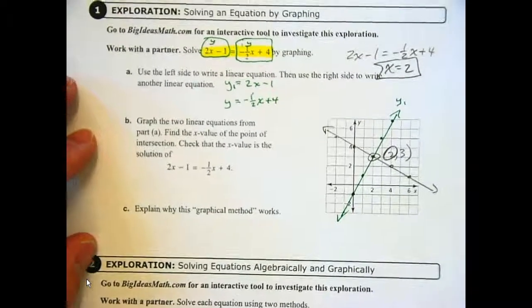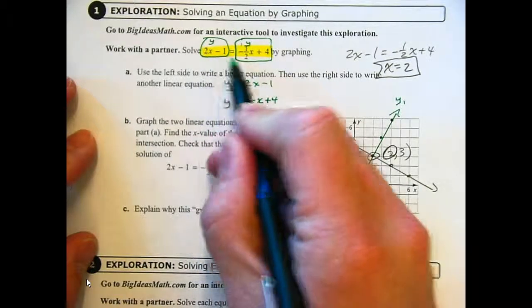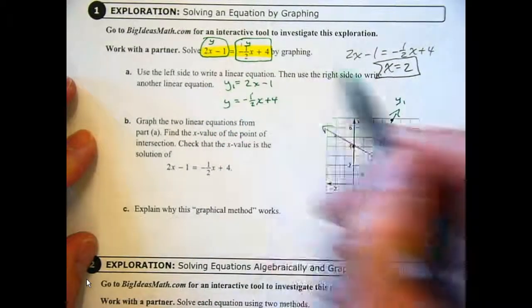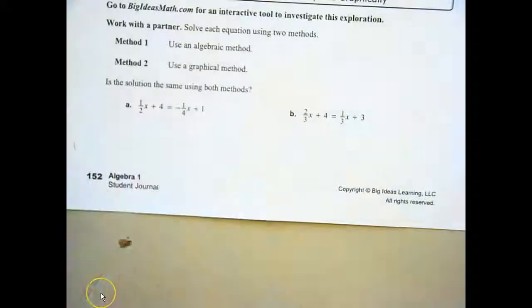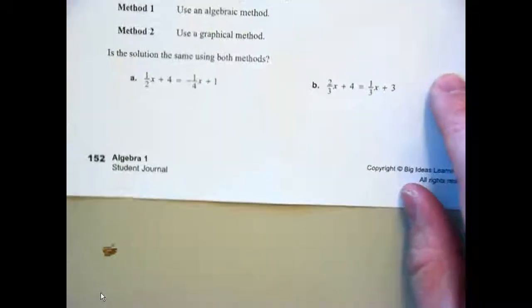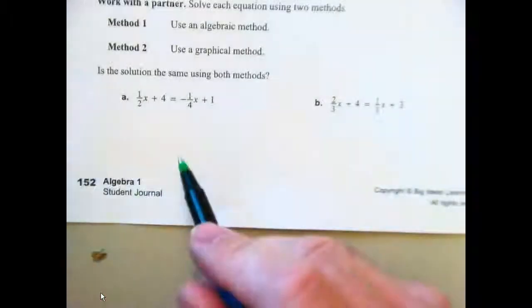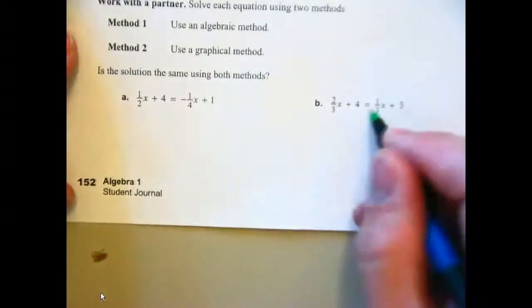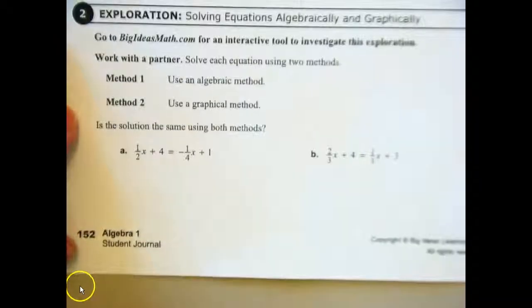You checked it and it didn't work? 2 times 2 minus 1. 4 minus 1 is 3. Negative 1/2 times 2 is negative 1 plus 4 is 3. Okay? All right. I want you to go ahead and use an algebraic method to solve this one. In other words, get the variable by itself. Do the same thing on this one. Get the variable by itself, just like we did back in chapter 1.